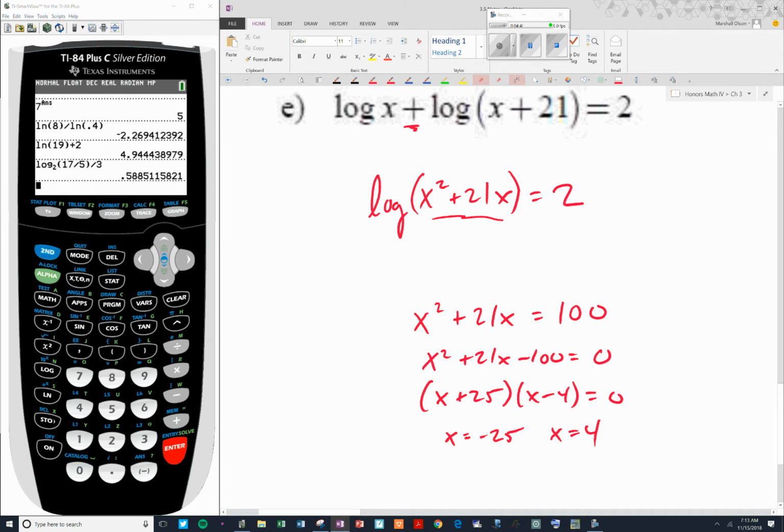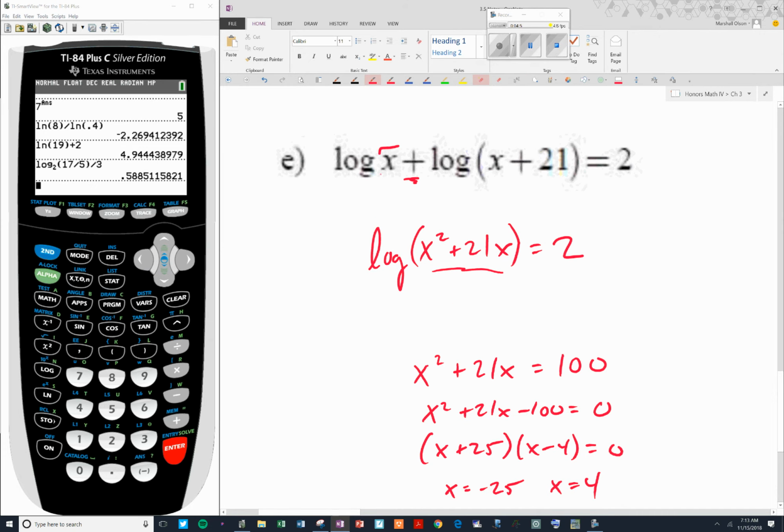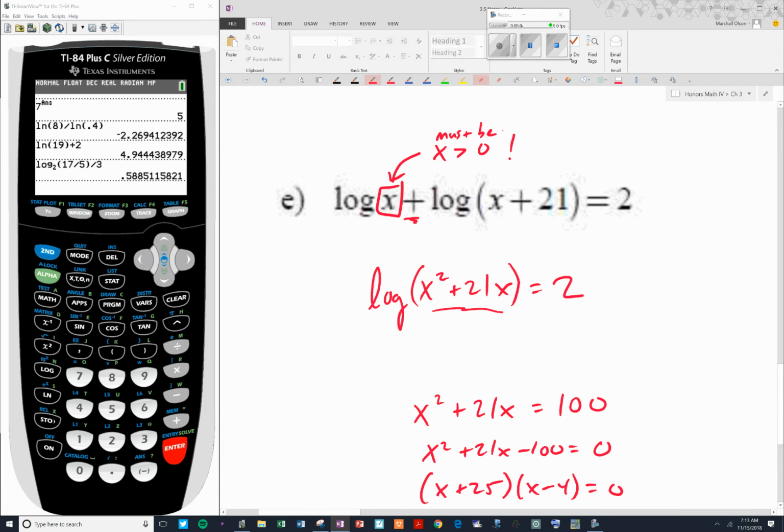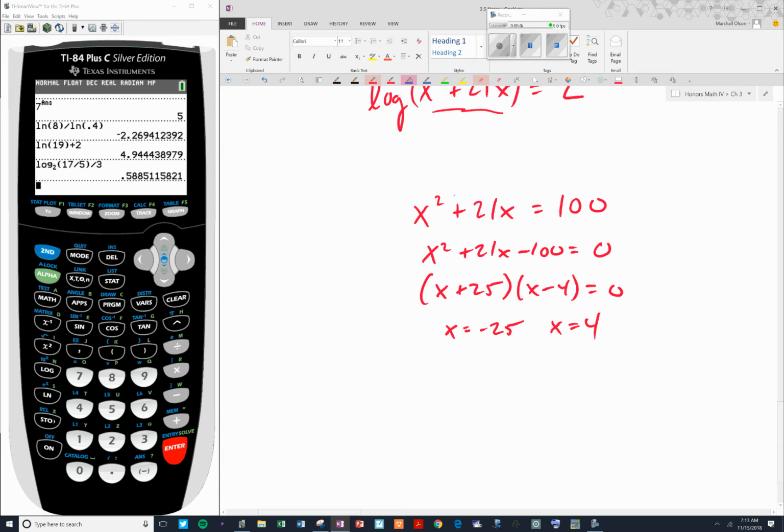And of course, we have to check for extraneous solutions. Remember, in a logarithm, the argument can never be negative. It must be greater than 0. Okay, so this negative 25, this is an extraneous solution. Our only solution here is 4.